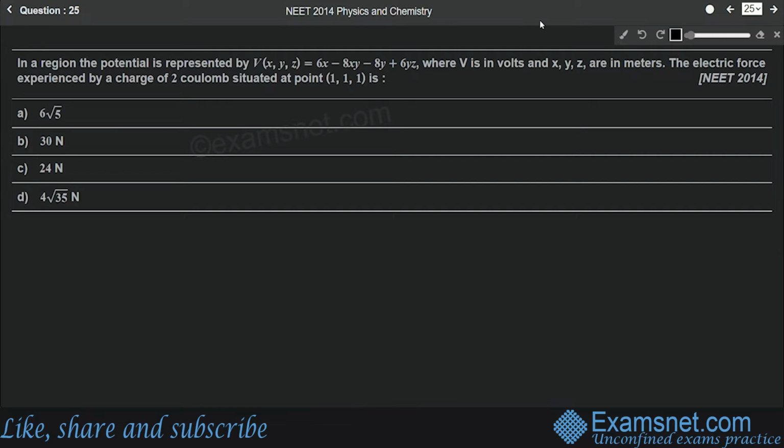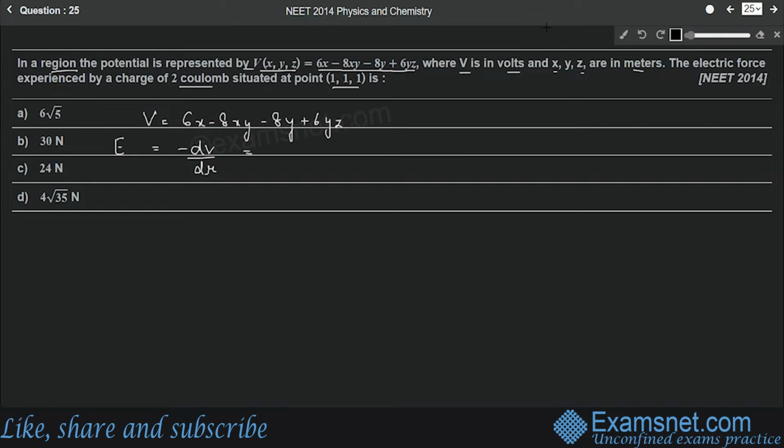Question number 25 is from the chapter Electric Charges and Fields, and the question is: in a region the potential is represented by V(x,y,z) equals 6x minus 8xy minus 8y plus 6yz, where V is in volts and x, y, z are in meters. The electric force experienced by a charge of 2 coulomb situated at point (1,1,1) is. Okay, so the potential V is given as 6x minus 8xy minus 8y plus 6yz, right? And we have to find the electric field first. Okay, so the value of electric field will be equal to minus dV by dr, where V is the potential in volts and r is the distance in meters.